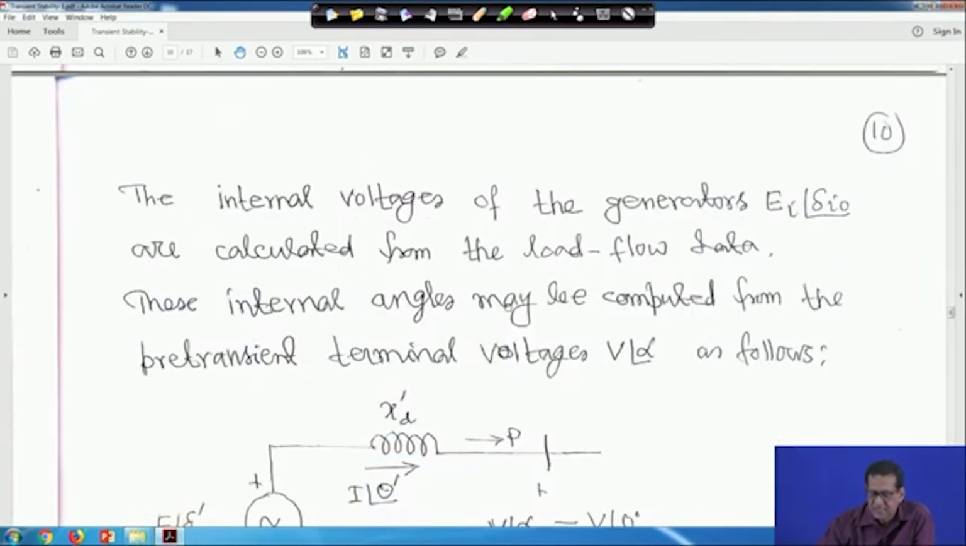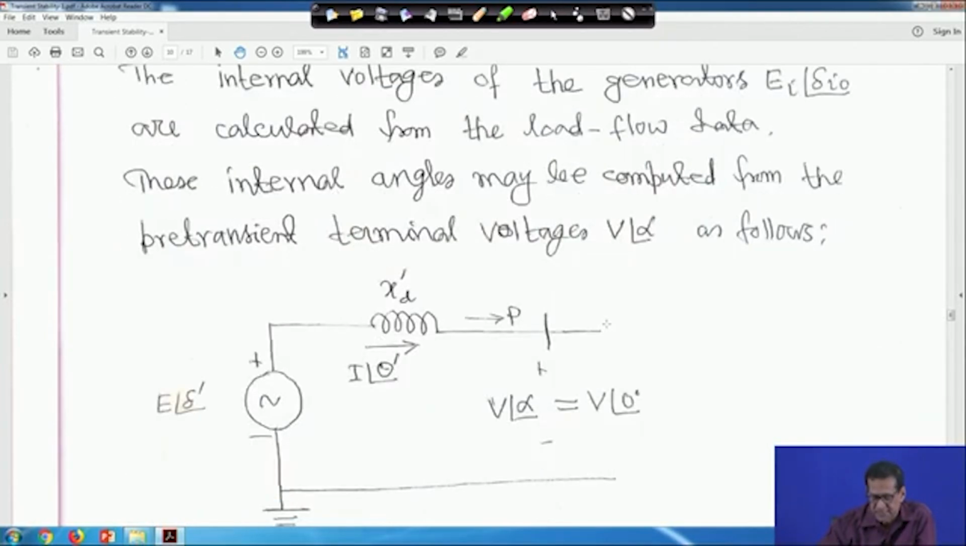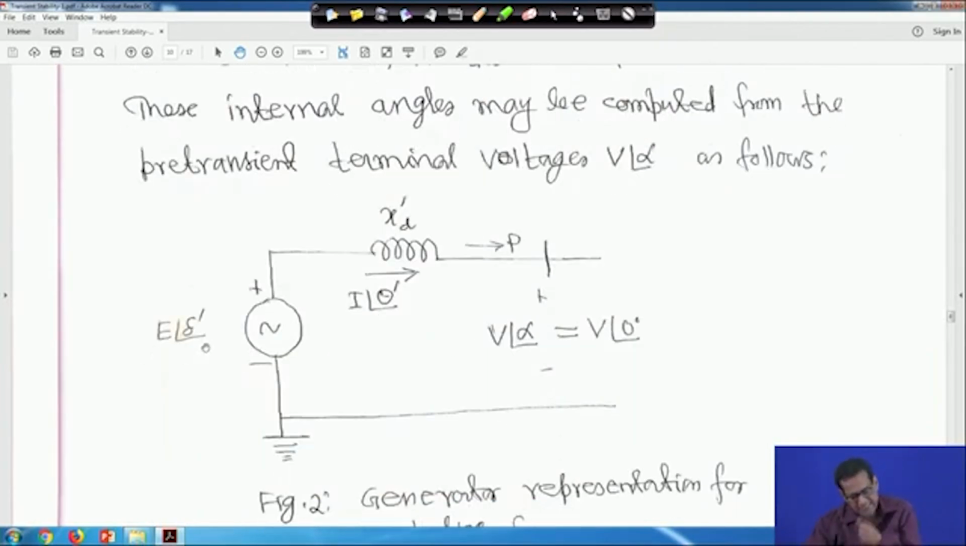So the internal voltages of the generator, say E_i angle delta_i0, are calculated from the load flow data. These internal angles may be computed from the pre-transient terminal voltage V angle delta as follows, right. Suppose it is E angle delta dash, and this is your Xd dash, R is neglected, this is I angle theta dash, and this voltage V angle alpha is equal to V angle 0.